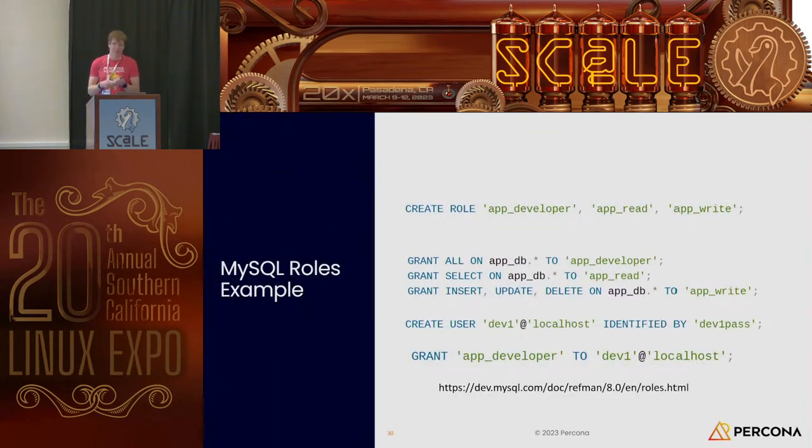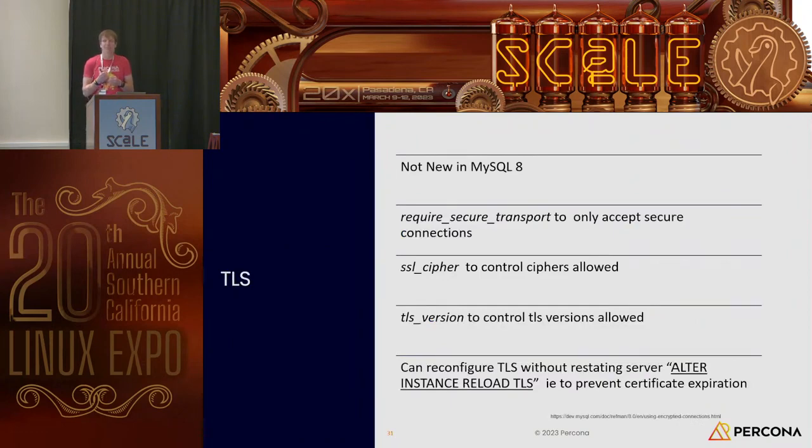Yeah. So for roles, I think I misordered the slides here a little bit. But here is an example of what roles can do. You can see that you can create roles, grant certain things to roles, and then as you create the users, you can just grant them roles as a bucket of privileges instead of specific privileges, which is much easier to manage. The next thing is TLS.